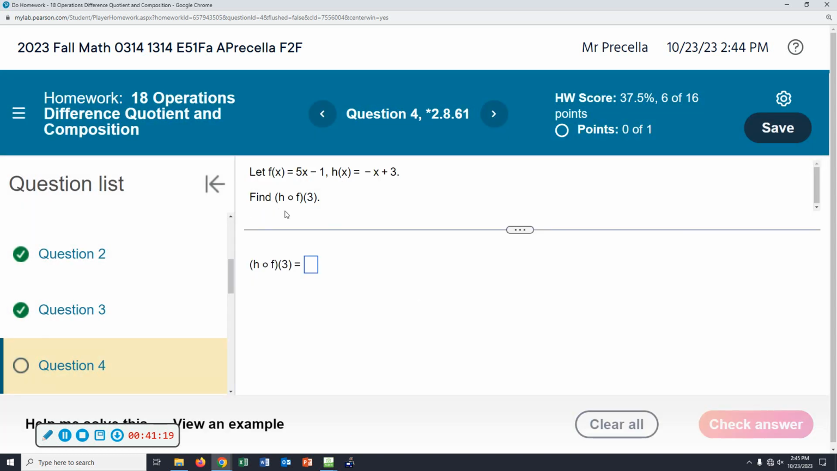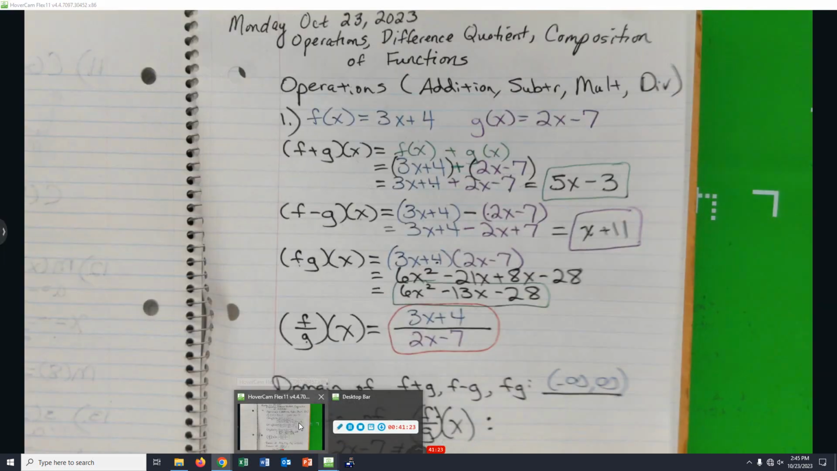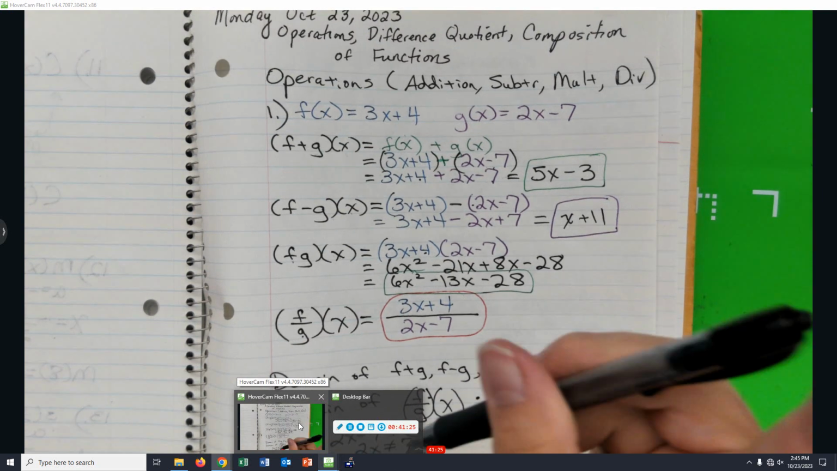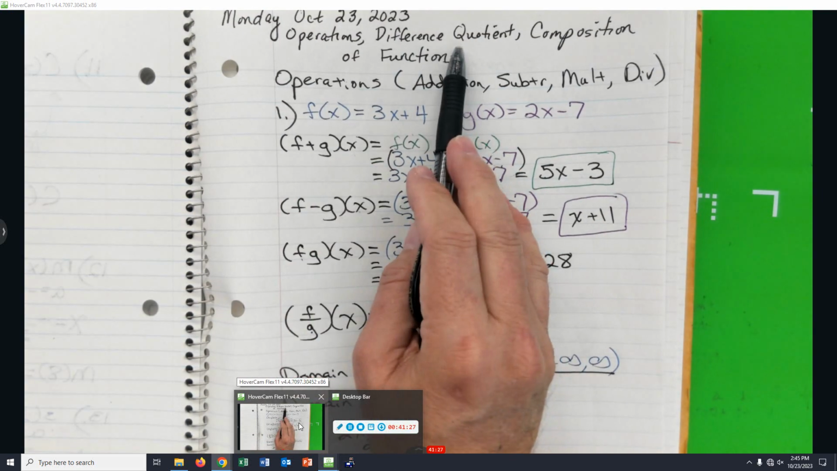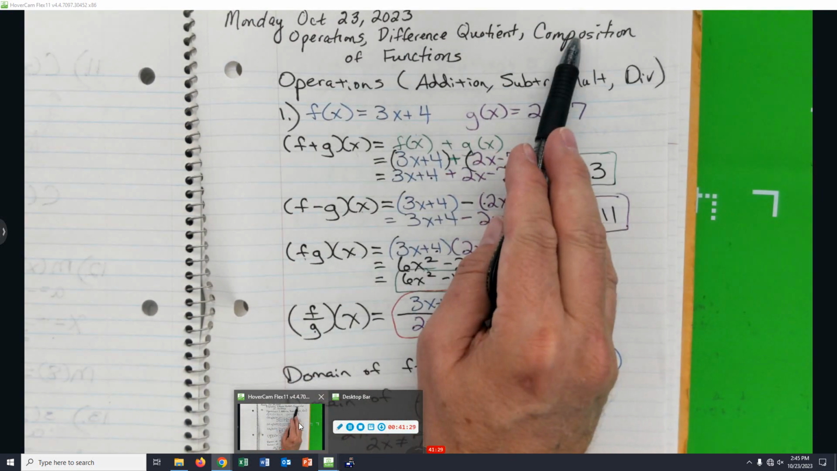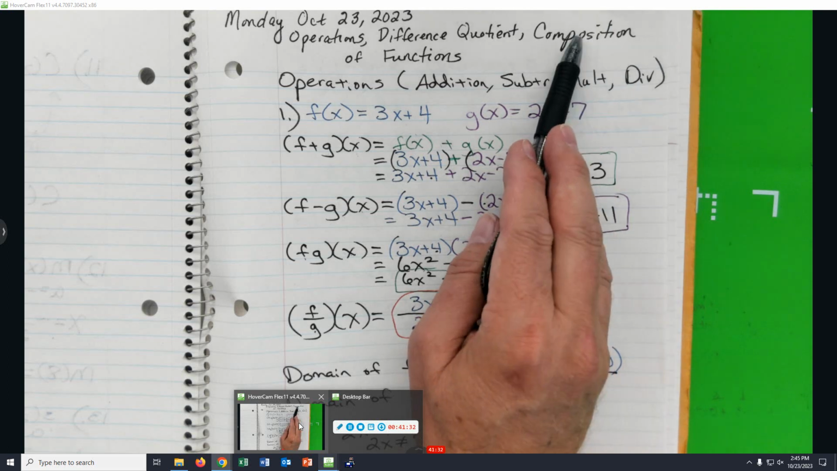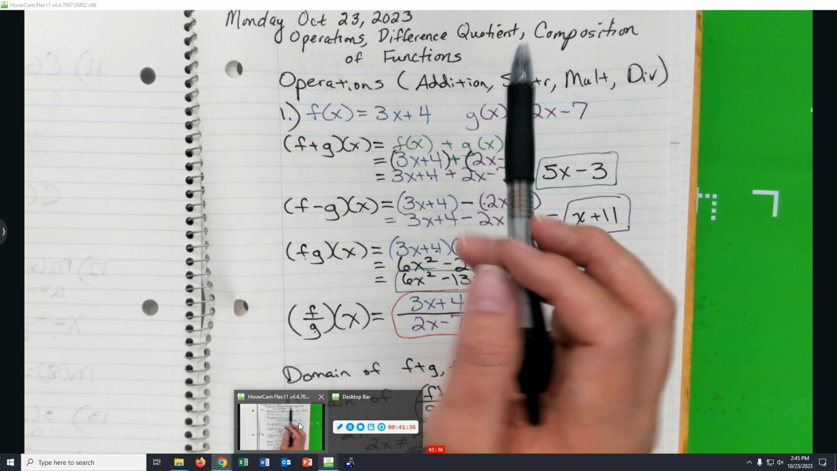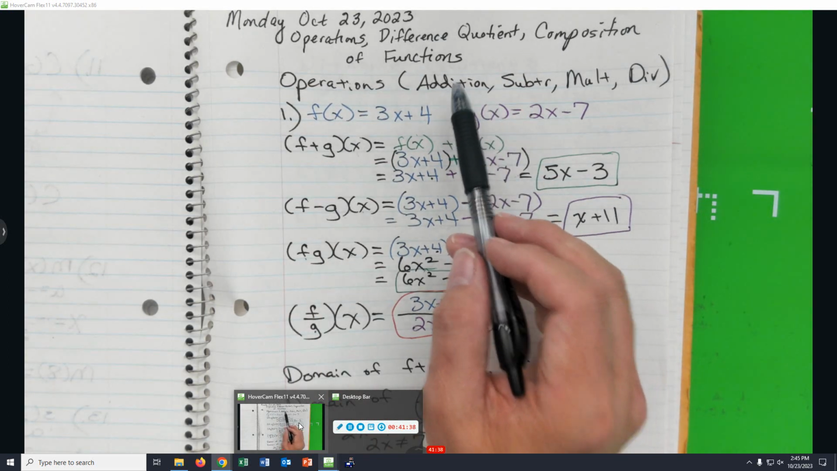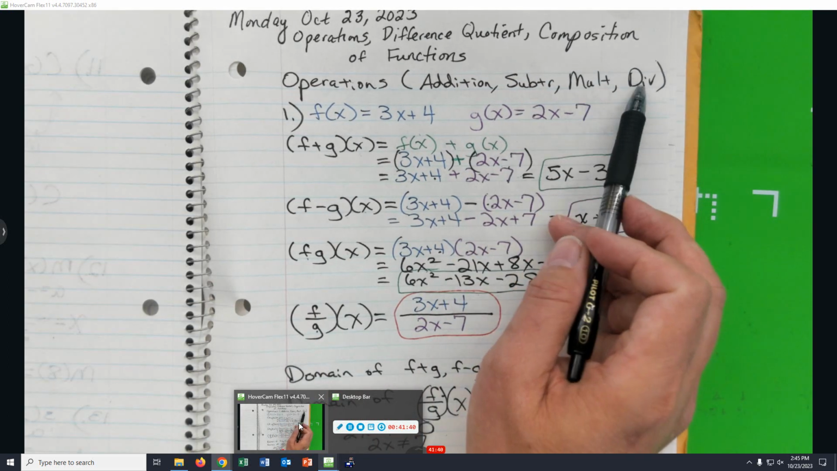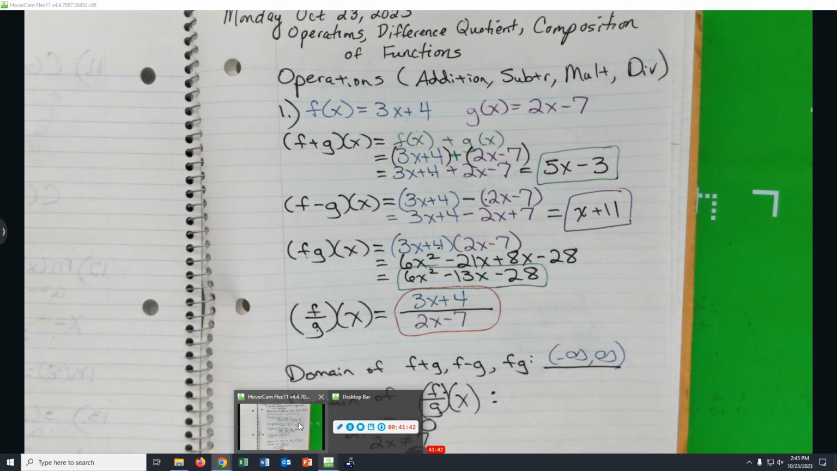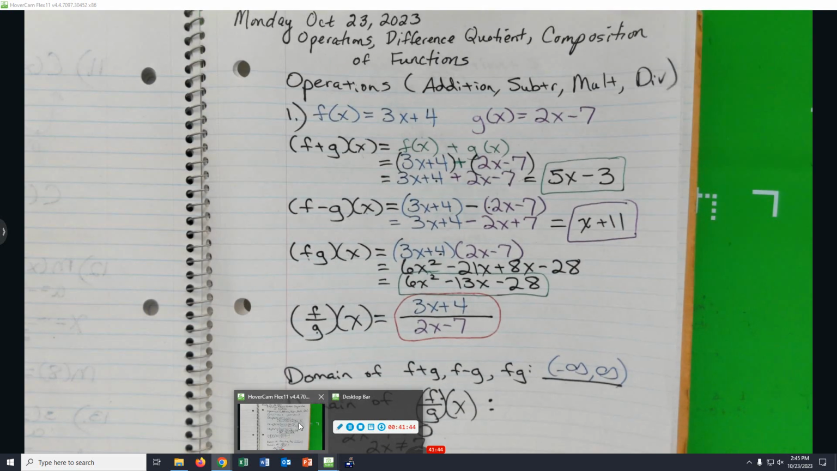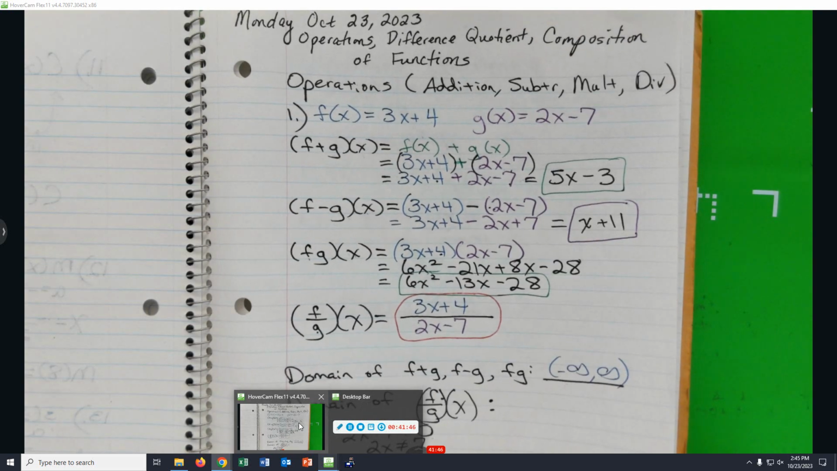And remember, there were 3 topics we said in here. And Tony said they were disjoint. Not really. Operations, difference quotient, composition of functions is a 5th operation, one that doesn't apply to real numbers. The first operations we saw were real number operations: addition, subtraction, multiplication, and division. Composition of functions, that's a new operation that's unique only to functions.